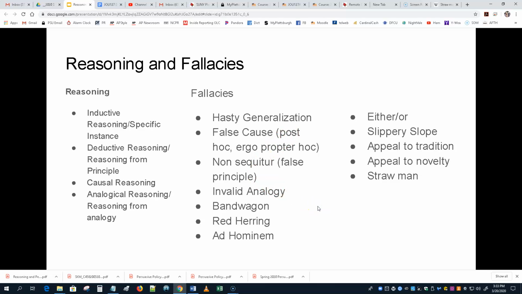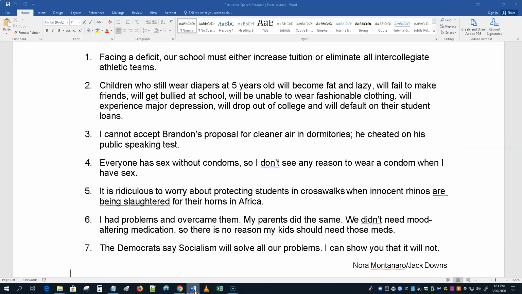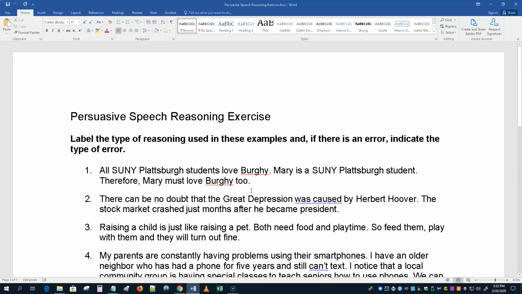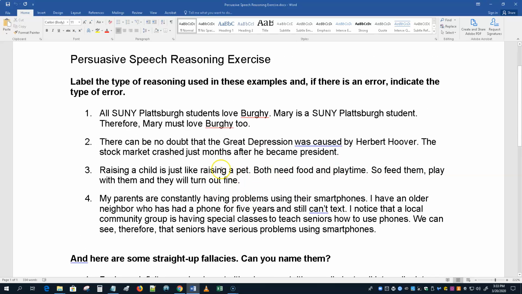Okay, so reading your text and having had this explanation, you should be able to do an exercise in this. What I've given you is a Word document that looks like this: Persuasive Speech Reasoning Exercise. For the first four, go ahead and label. You can either write in this document or make your own document. Tell me what kind of reasoning is being used, from our types of reasoning, and then tell me, is there an error in that reasoning? Most, if not all, of these are going to have a problem. So label the type of reasoning being used, and then tell me what the problem with that reasoning is, from our list of fallacies, although the reasoning itself will be from the list of reasoning.